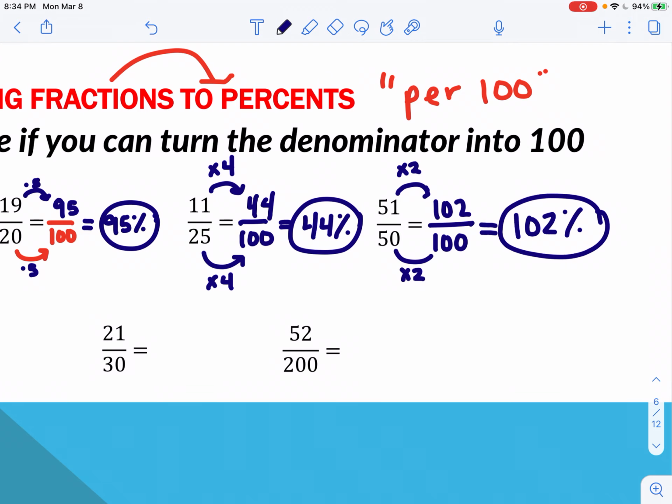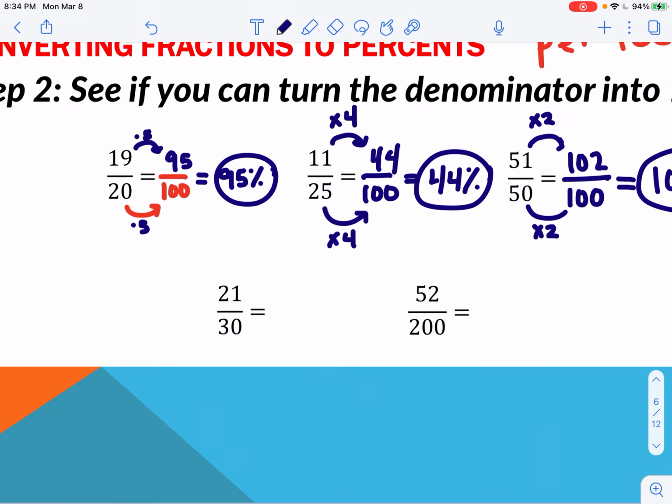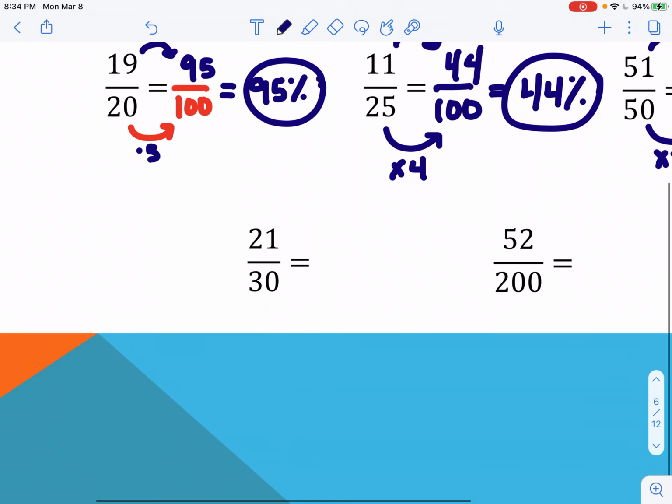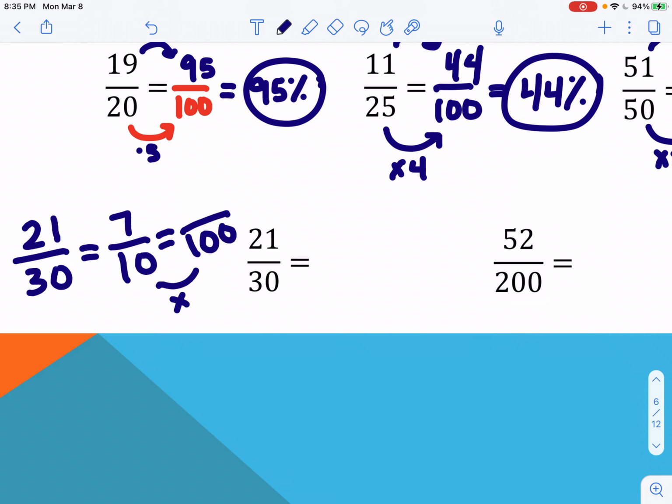All right, now the next two look a little bit trickier, but if we take the time to really explore, these two are also easy ones to turn the denominator into 100. If I look at 21 over 30, well, in my brain I say, 30 is kind of hard to turn into 100. But on the side here, I notice that this can be simplified. I can take 21 over 30 and divide the top and bottom by 3, and I get 7/10. Now that's easier to turn the denominator into 100. So to do that, I'm going to multiply the top and bottom by 10. All right, and we're going to get 70%.